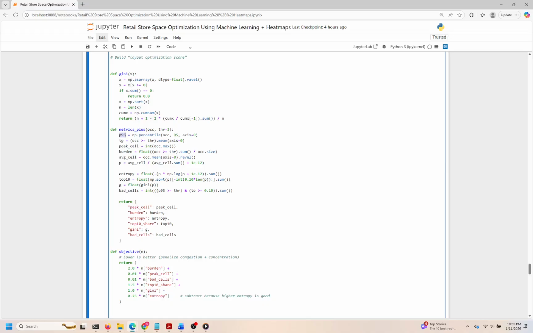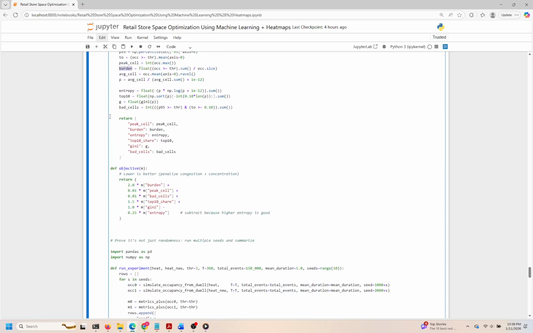usage and overall burden. Next, we move to the objective function, which is pivotal for optimization. Here, we assign specific weights to each metric. The aim is to minimize congestion and concentration, which means a lower objective result is preferable. Interestingly, we penalize higher values of peak cell and bad cells, while rewarding greater entropy, as a higher entropy implies a more balanced use of space.